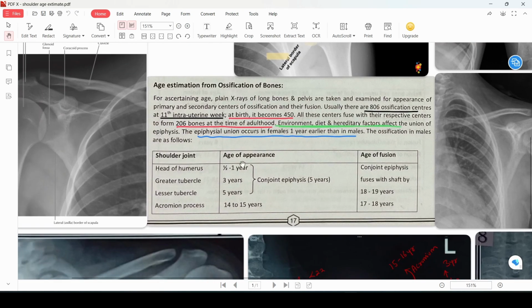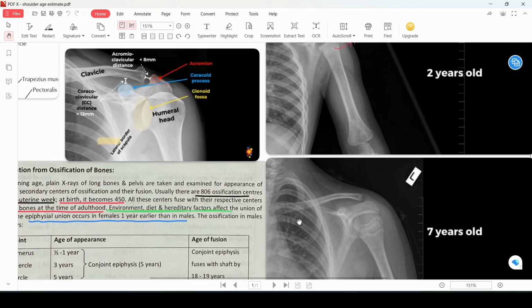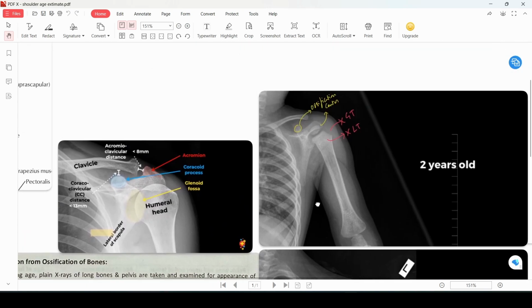Now let's talk about the age of appearance and age of fusion. Now what do we mean by age of appearance and age of fusion? Now as we know, appearance means, as I told, the primary center where the bone formation begins. Okay, so that is nothing but the appearance, the centers. So this means that the bone starts forming in a specific area, and it is visible in the x-ray like small rounded radiodens.